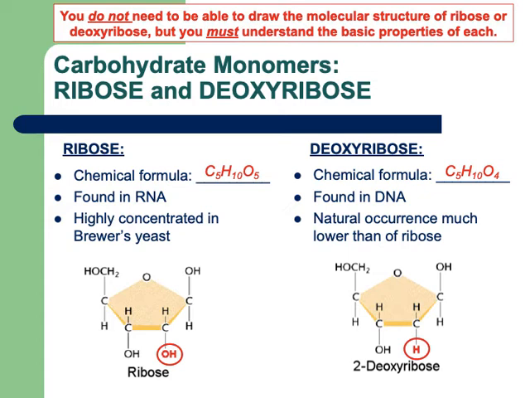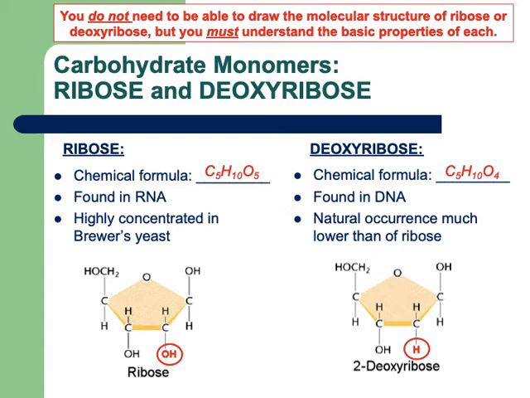Now you've been introduced to all of our carbohydrate monomers. We have glucose, fructose, galactose, ribose, and deoxyribose. Glucose, galactose, and fructose share the same chemical formula, but have different chemical structures. Ribose and deoxyribose are very close in their structure. However, one of them is missing an oxygen at the second carbon, and this is deoxyribose. You need to understand the properties of each and be able to identify them if the molecule is shown to you on a test.